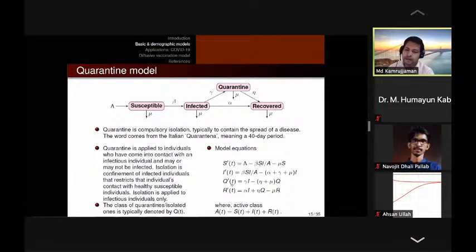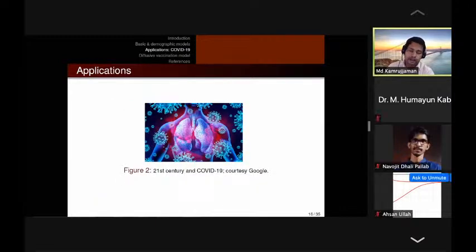But a quarantine model can be a 5-compartment, 6-compartment, even an 8-compartment model. So this one is the very basic quarantine model. Okay, now we intend to show the applications of our previously discussed mathematical model.